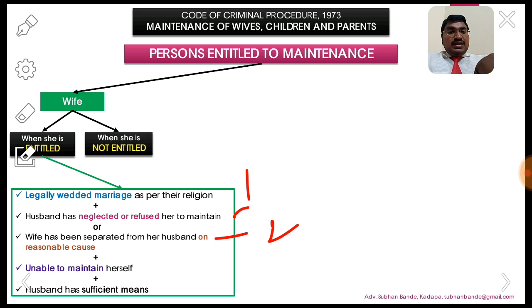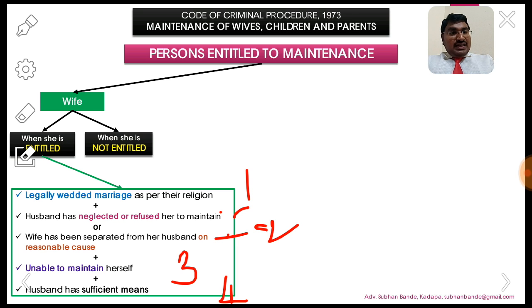Then either the husband has neglected or refused her to maintain, or the wife has been separated from her husband on a reasonable cause. This is the second condition. Either this one or this one. The third one is she must be in a position to not maintain herself. If she is unable to maintain herself, then she can file an application for maintenance. This is the third condition. And the fourth condition is the husband has sufficient means.